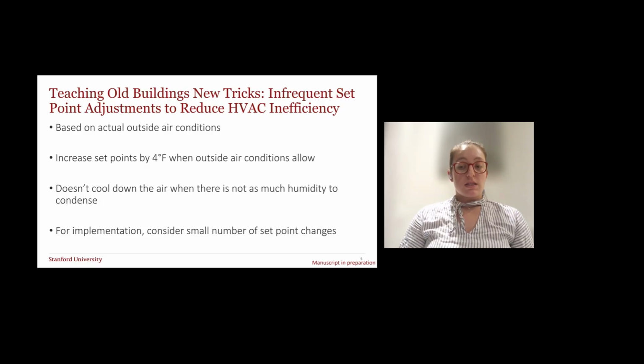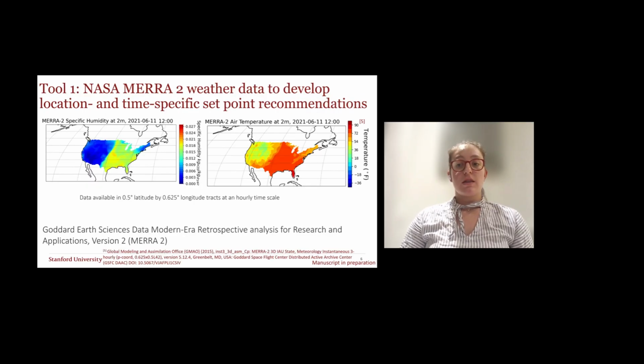So I'm reducing these inefficiencies by using two different tools. The first of these tools is a NASA MERRA-2 weather dataset, which has actual outside air conditions, including humidity and temperature, for the entire US at a resolution of 0.5 degree latitude by 0.625 degrees longitude parcels. By using actual outside air conditions, I can determine what the real worst case scenarios are in each of these different parcels to avoid overcooling when unnecessary.